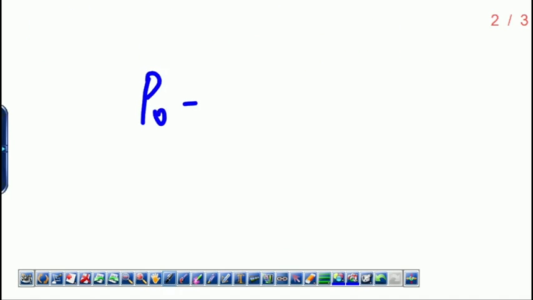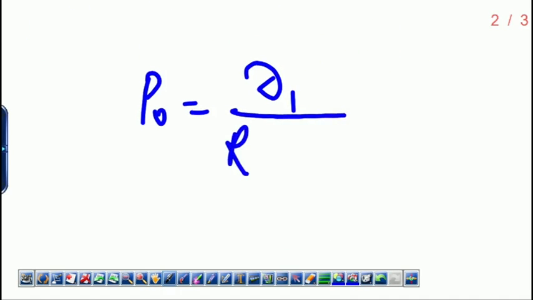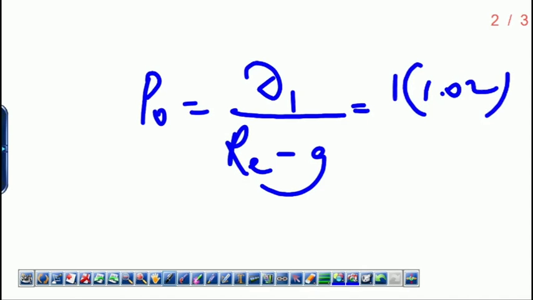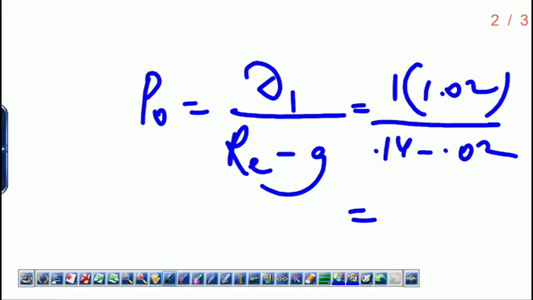Price of the share is D1 divided by RE minus G. So why are you writing price? This should be intrinsic value. But when we are calculating P ratio as per Gordon growth model, we are taking this itself as price. So 1 into 1.02 divided by 0.14 minus 0.02. You get 1.02 divided by 0.12. This is 8.5. So 8.5 is the price as per Gordon.